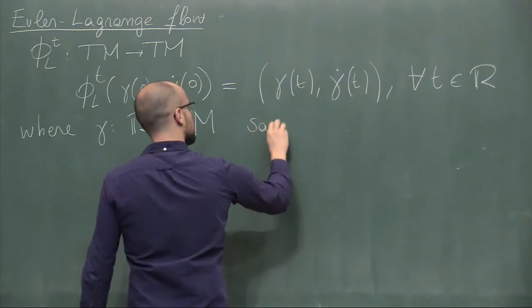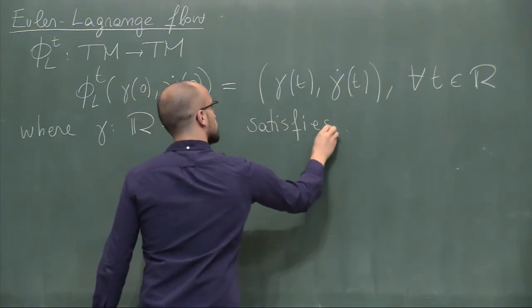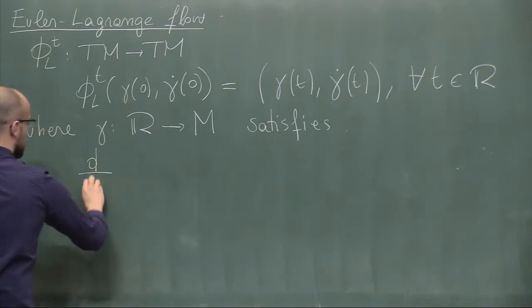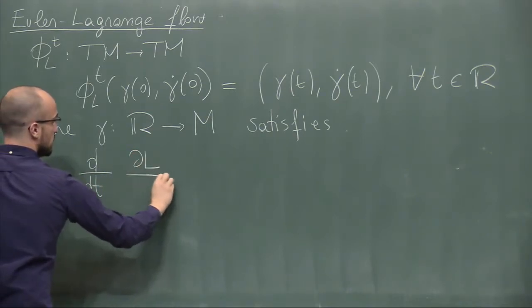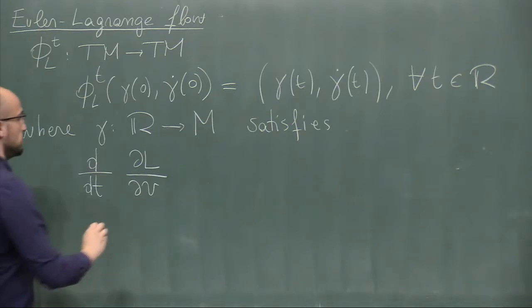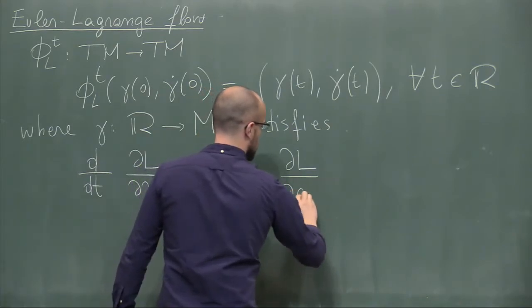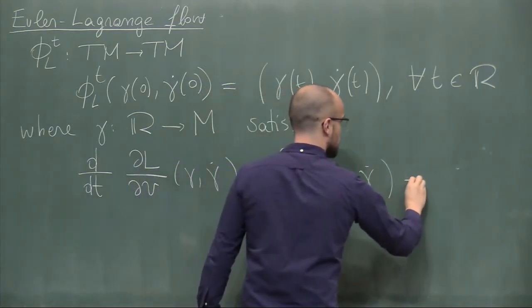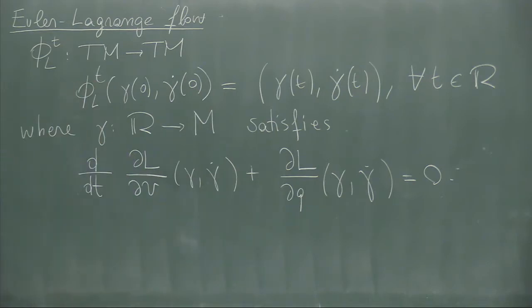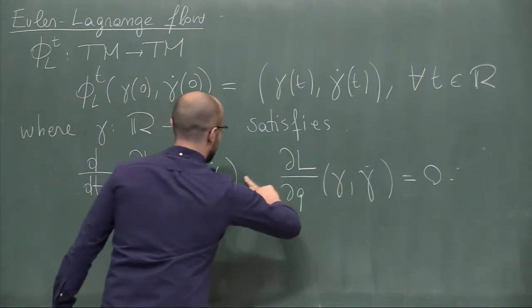The Euler-Lagrange equation, which in local coordinates is d/dt of dL/dv evaluated at (gamma, gamma dot), plus dL/dq at (gamma, gamma dot), is equal to zero. So this is the Euler-Lagrange flow, and since this is a workshop on conservative dynamics, we all know that this Euler-Lagrange flow is conservative.